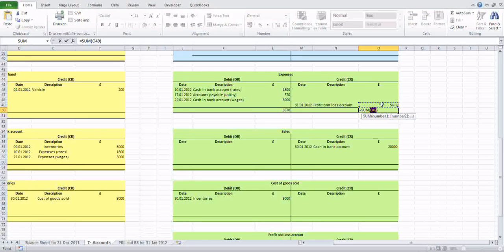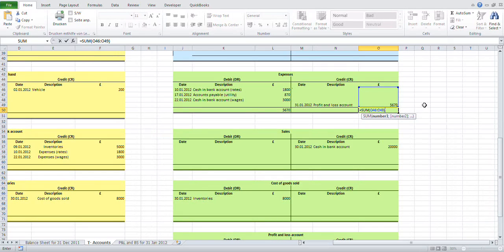Now you see that it would only select this value. This is not quite what we want, because it might happen that another transaction comes up. We would type the transaction in there, and then we would not consider this in the sum. So it's actually better to extend this just in case. This is a just in case scenario, and balance the account.